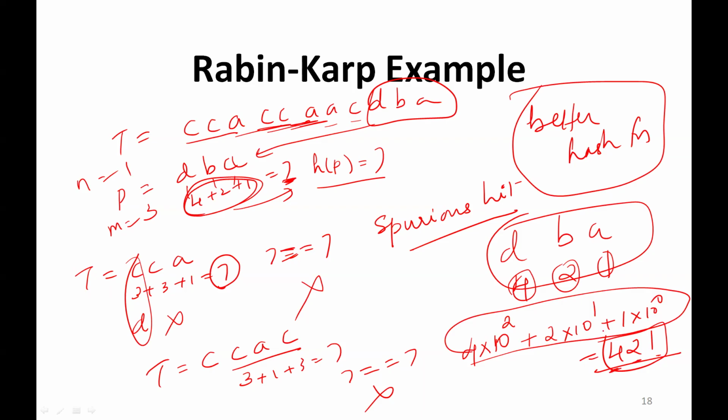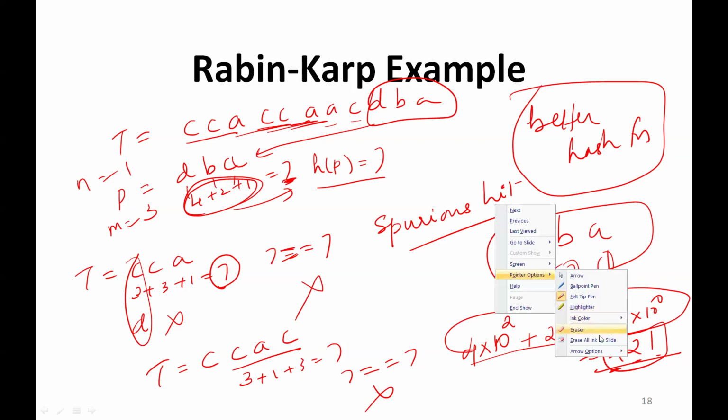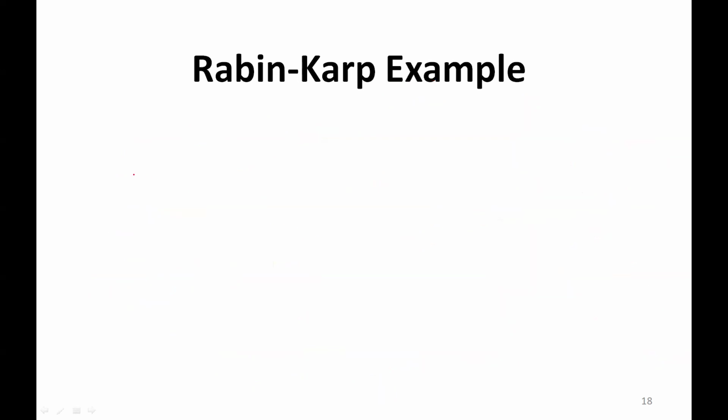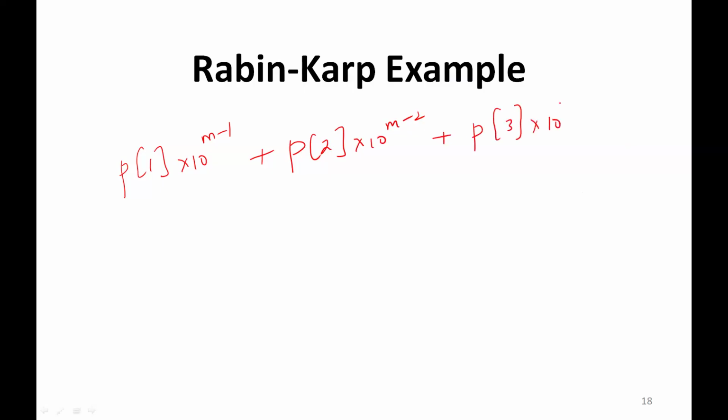So for each pattern, we can have a representation like this. Every pattern P of 1 into 10 raised to m minus 1. We can represent each letter in the pattern like this. The second letter can be represented as P of 2 into 10 raised to m minus 2, plus P of 3 into 10 raised to m minus 3, etc. Depending on the number of characters, because earlier in 421 we had 3 characters, right?